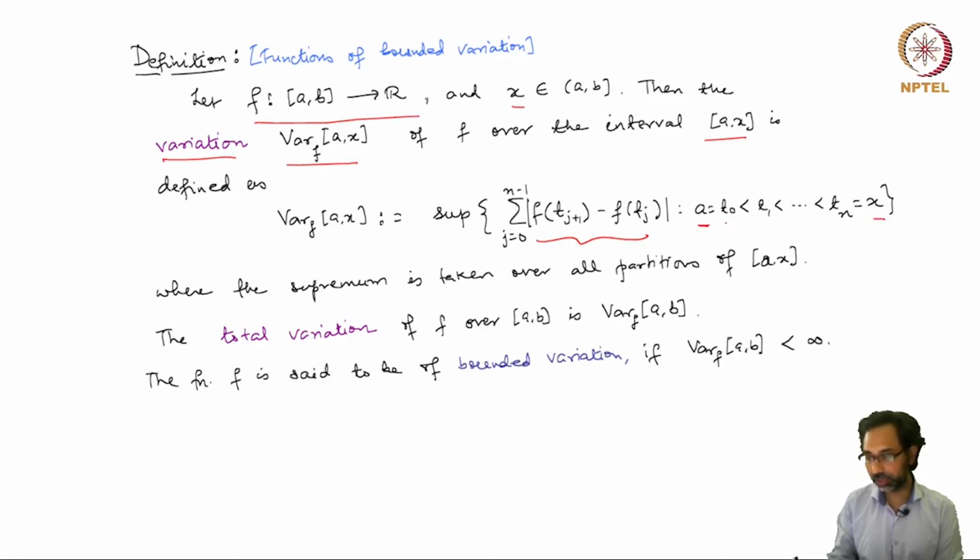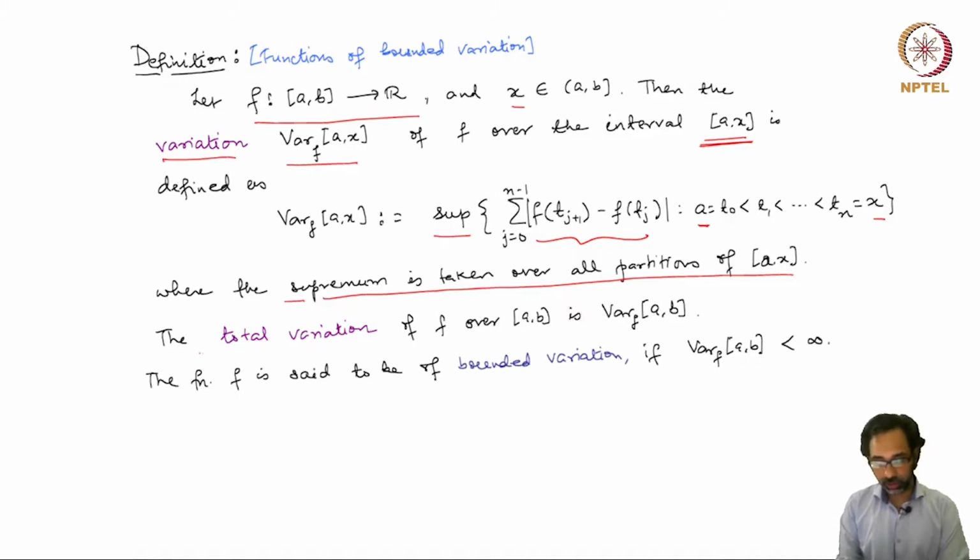So you take a partitioning t0, t1, up to tn of this closed interval a x, and then you sum over all these differences of the function f over the endpoints of the subintervals, and then you take the supremum over all such partitions. This gives you a quantity called the variation of f over this interval a x. Note again that the supremum is taken over all partitions of a x.